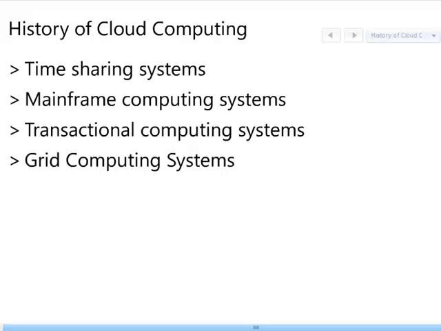The second one is mainframe computing systems. Although mostly outdated today, mainframe computing innovated several of the ideas that cloud computing offers in today's world. A few of them are computational speed, then reliability, the redundancy built into the internal system, and then high availability of the systems. These were some of the key characteristics of mainframe computing systems that cloud computing offers in today's world.